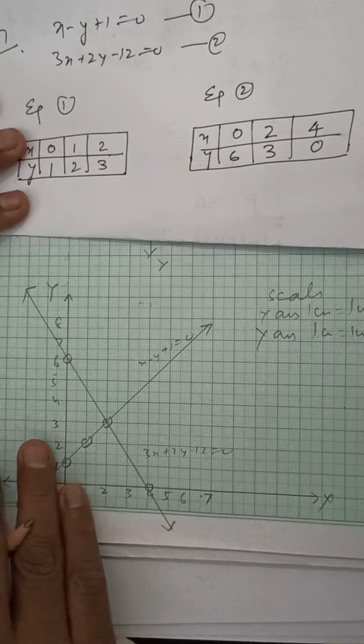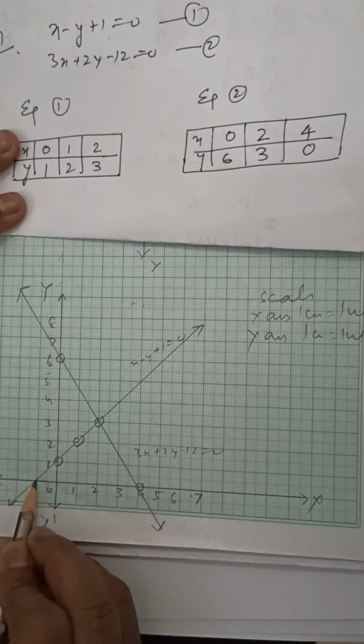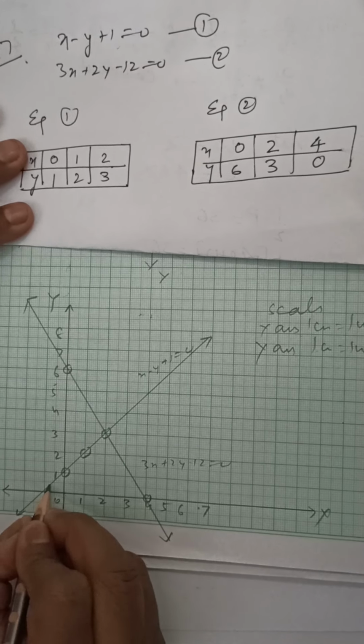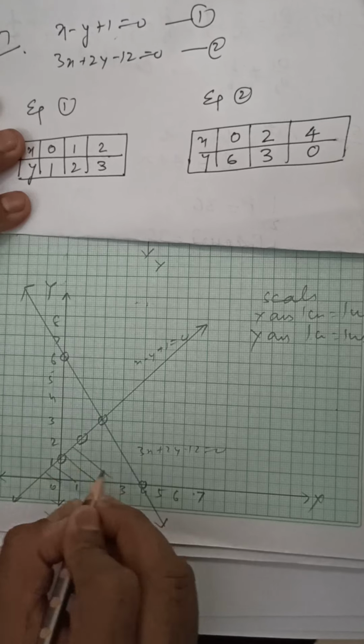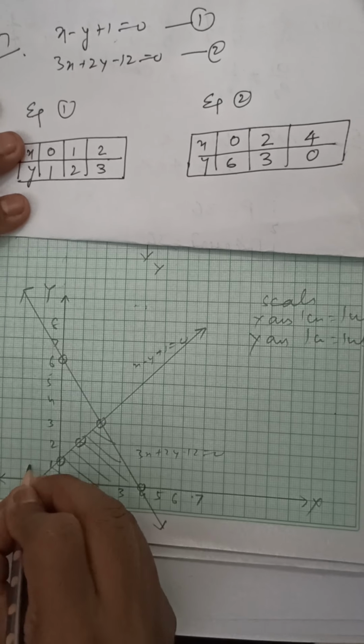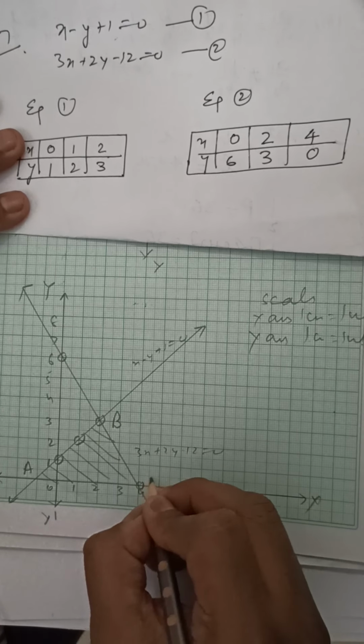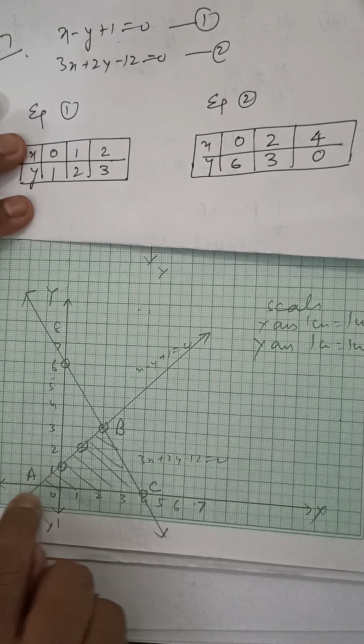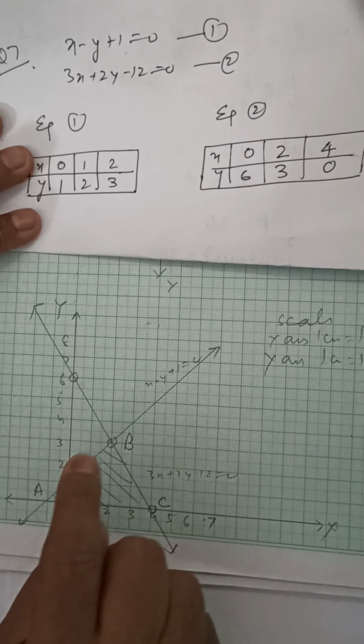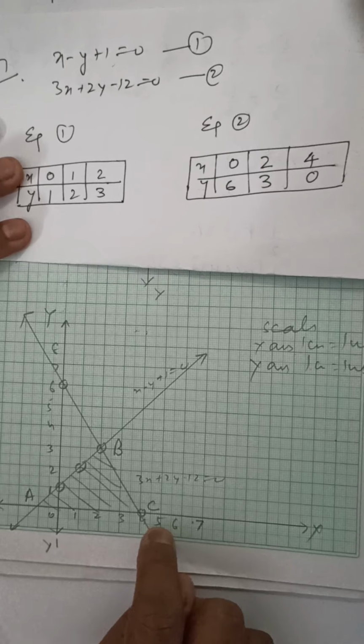Now the question was asking us to shade the triangular region. So this is the triangular region formed. So we shade this and we write A, B, C is the required triangle.